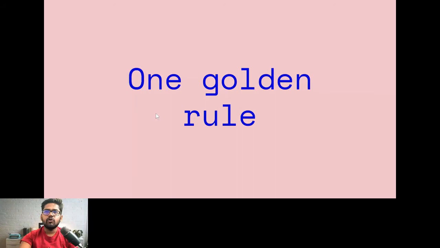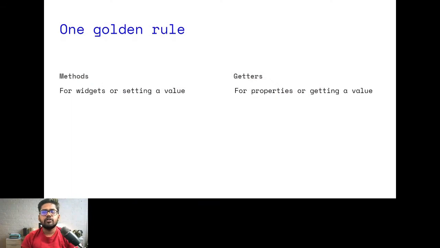So there's one golden rule which we have to use when we are using VelocityX. And the golden rule is that you will use methods when you have to access a widget, or you have to set a particular value. And if you want to use some properties of that widget, or if you want to get some value, then you will use getters. And I'll show you how that works.